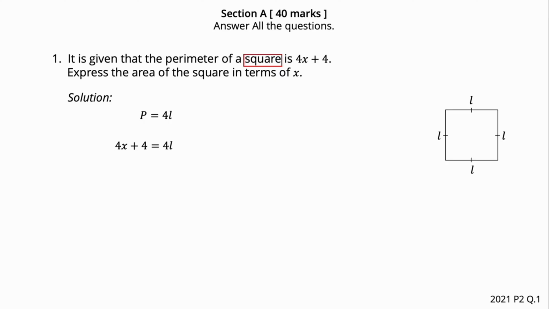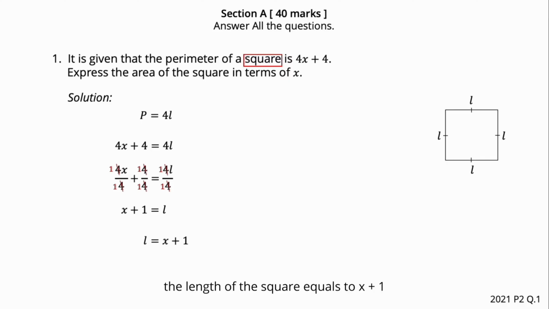4x plus 4 equals 4L. Divide the three terms by 4. 4 divided by 4 equals 1. x plus 1 equals L. The length of the square equals x plus 1. Express the area of the square in terms of x.